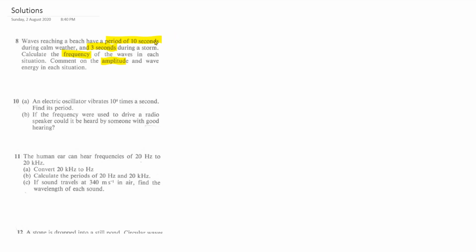So this one here has a period of 10 seconds. So period, capital T, is equal to 10 seconds. Frequency is equal to the inverse of the period, which is equal to 1 over 10, which equals 0.1 seconds. Oh, sorry, not 0.1 seconds, 0.1 hertz.